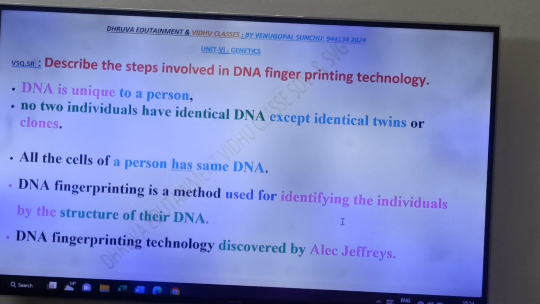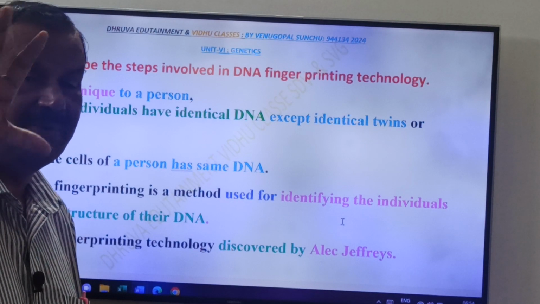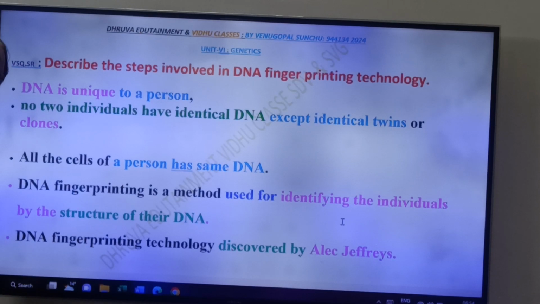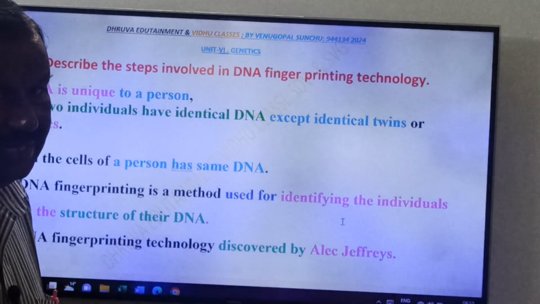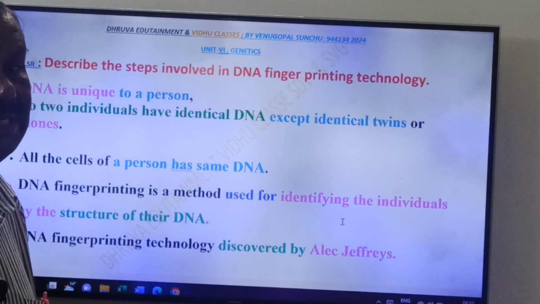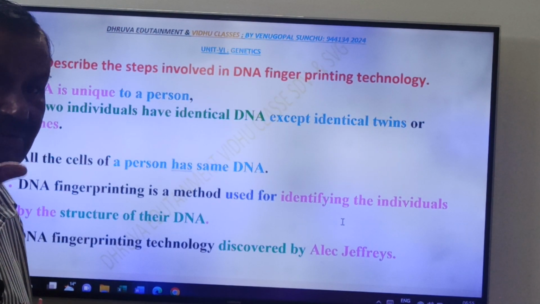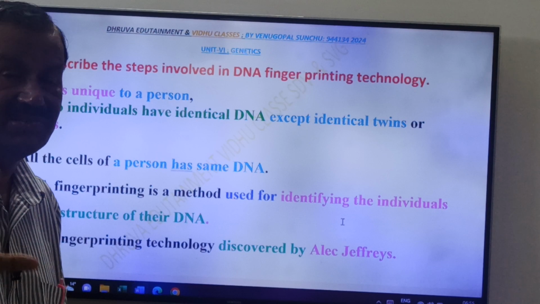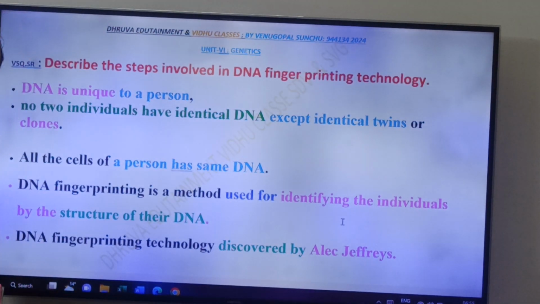See, friends. DNA fingerprinting is a method used for identifying individuals by the structure of their DNA. In the fingerprint, we identify the person by their fingerprint. And what is DNA fingerprinting, friends? In this, we identify the individuals by the structure of their DNA. That is called DNA fingerprinting technology. Like our fingerprints, we identify individuals by the structure of their DNA. That is called DNA fingerprinting.